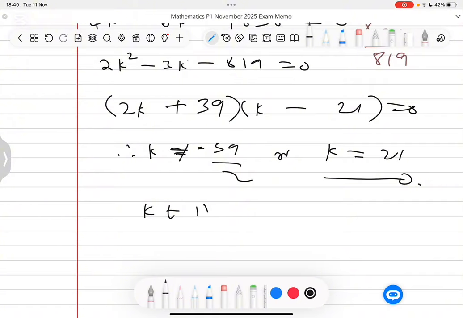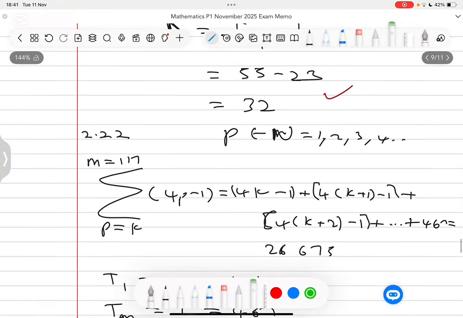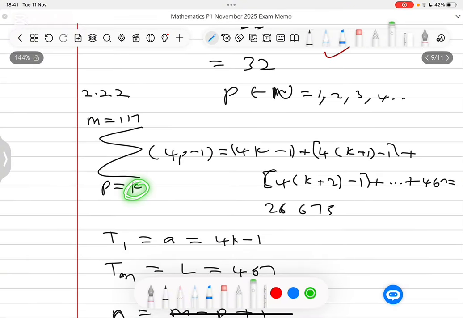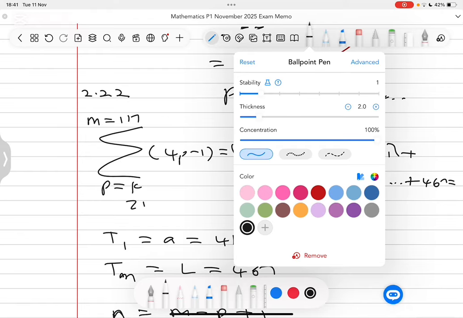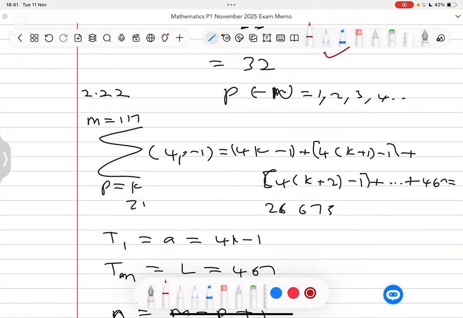The reason is that k is an element of the natural numbers. It can only be equal to 1, 2, 3, 4, and so on. Remember, it tells us the number of terms here. This means we are starting at term 21 and ending at term 117, for us to get the sum of 26,675. And this question was out of 5 marks.